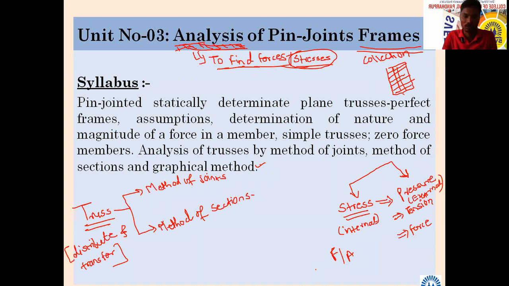That is analysis. So in this chapter we are going to do analysis of trusses. And how many methods are there to analyze? Just now I have written on the screen. How many methods are there? Two. Which are they?